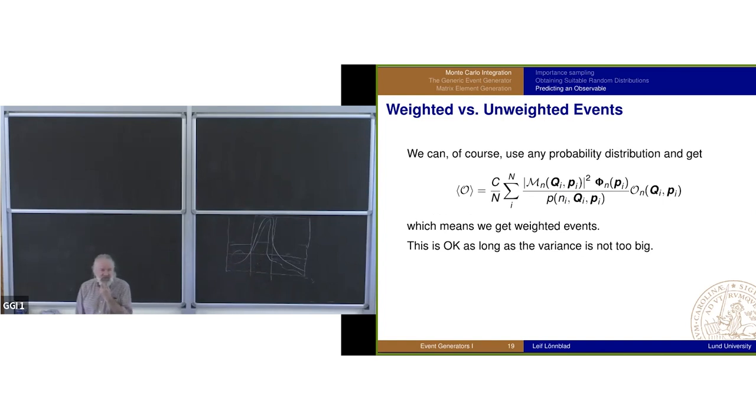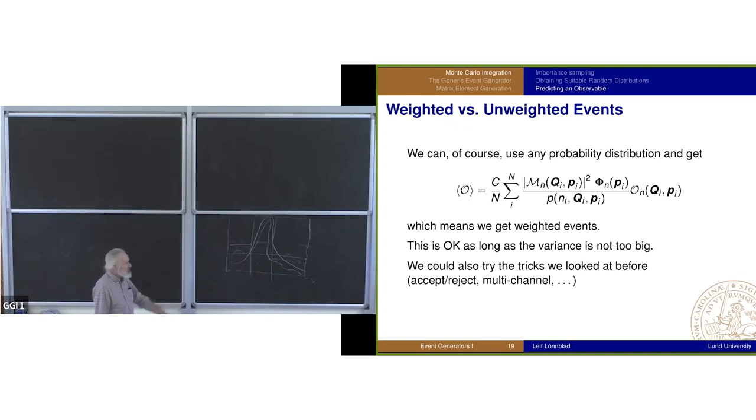The thing we can do is that we can produce weighted events. If we have a probability distribution that is not quite the same shape as the cross section, we can multiply and divide it, and we can have a weight looking like this for each event. That is fine. It means we get weighted events. If you ask the experiments, they complain, I don't want weighted events, especially if they have negative weights. How do I propagate a negative event into my detector? They don't like it. But in principle, it's no problem. You will get the right value for the observable in the end. But you need to have this variance low, otherwise it will take forever to get a reasonable estimate of your observable.